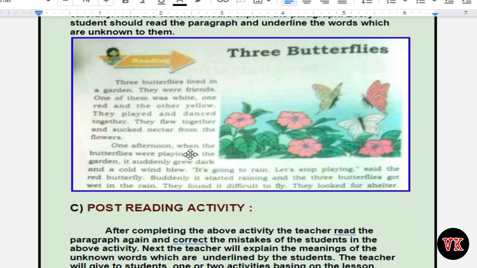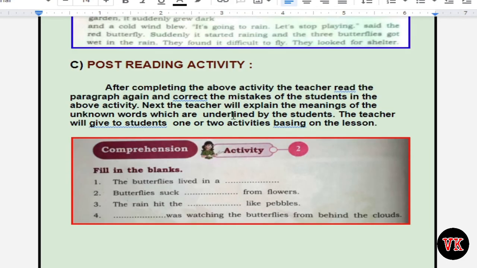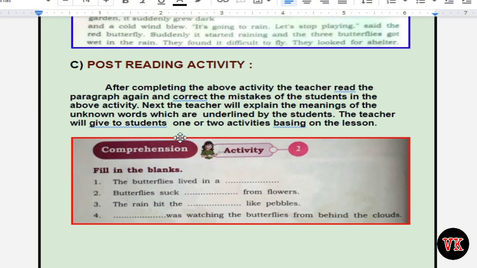After completing the above activity, the teacher reads the paragraph again and corrects the mistakes of the students in the above activity. Next, the teacher will explain the meanings of the unknown words which are underlined by the students. The teacher gives the students 1 or 2 activities basing on the lesson. In the reading process, they are making some mistakes. After completing the reading, we have to rectify their mistakes. And we will give some activities basing on the lesson.